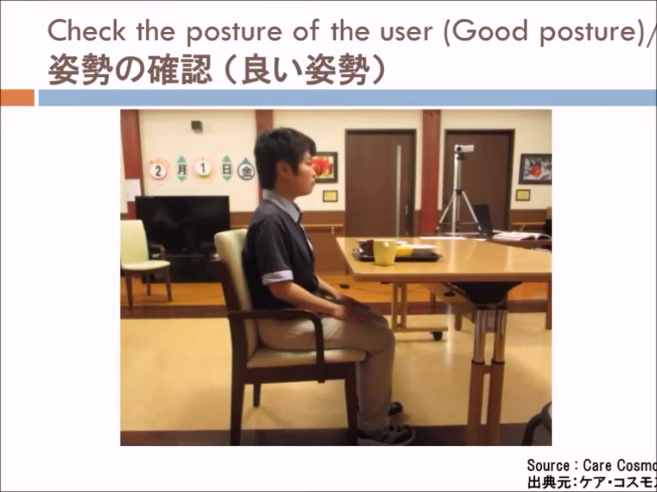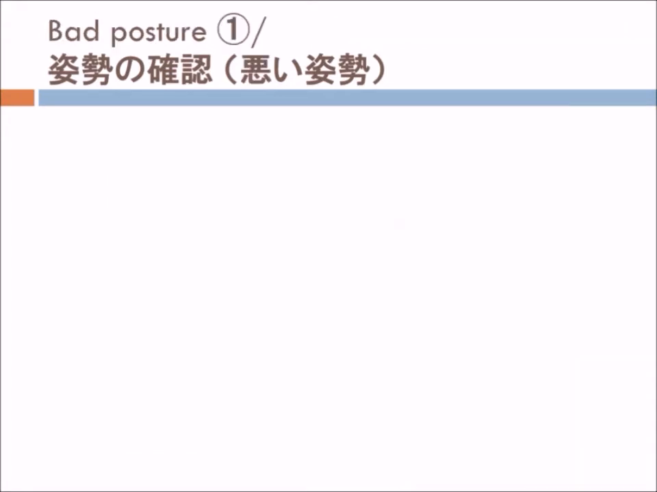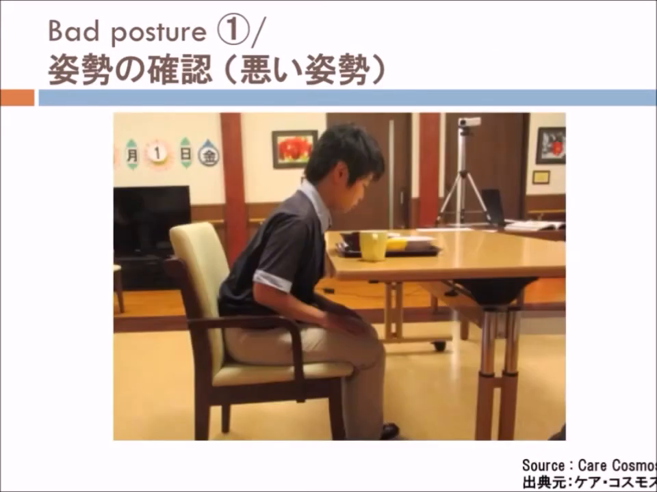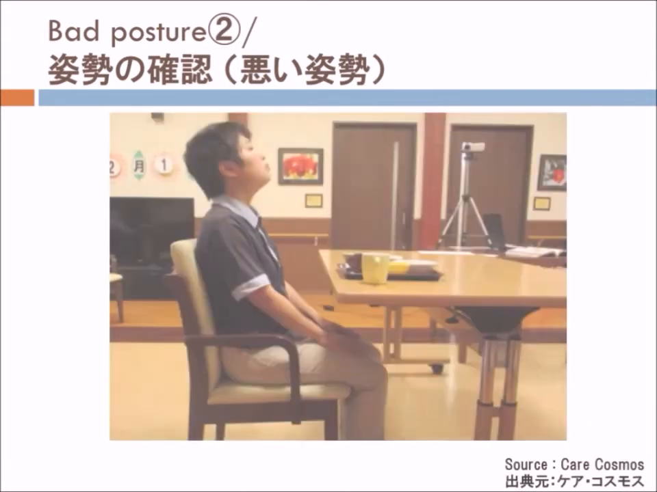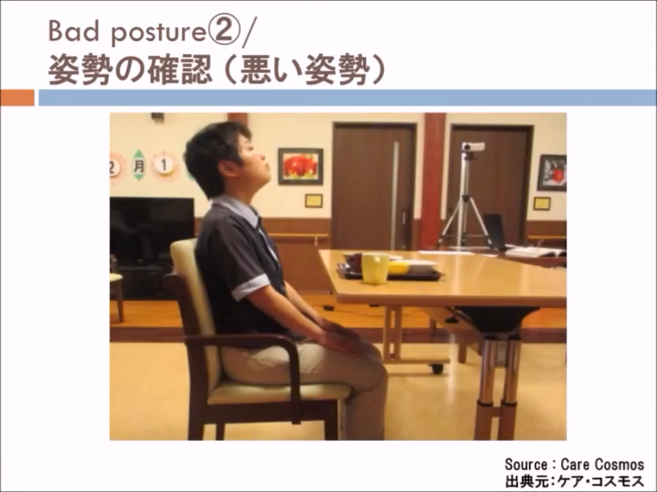This is good posture. Correct posture at mealtimes. 1. Sit back in a chair with the shoulders on the floor. 2. Lean slightly forward and draw in the chin. This is bad posture. Lean too far forward. This is also bad posture. Don't let the user chin up. It might cause misswallowing.